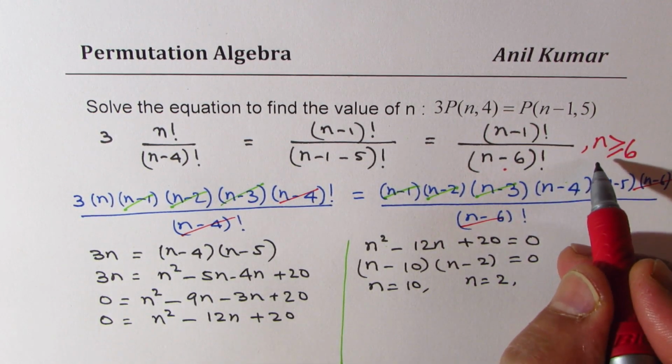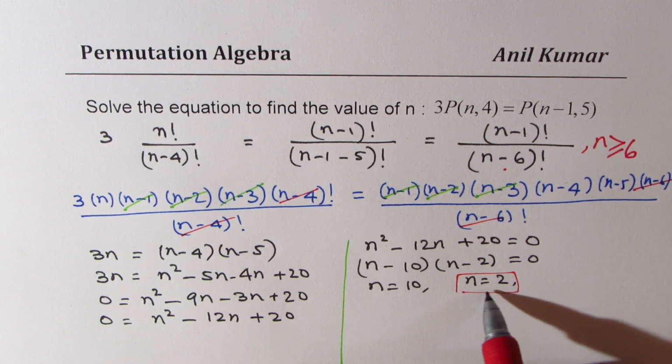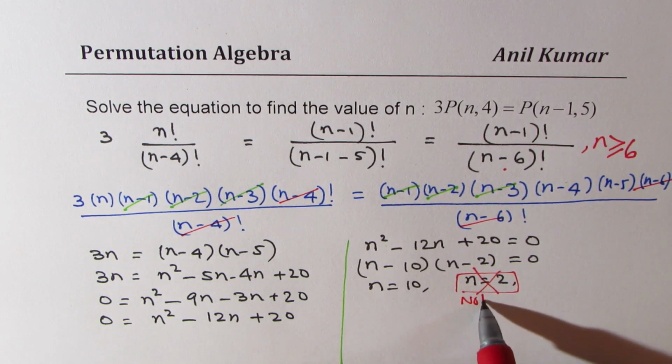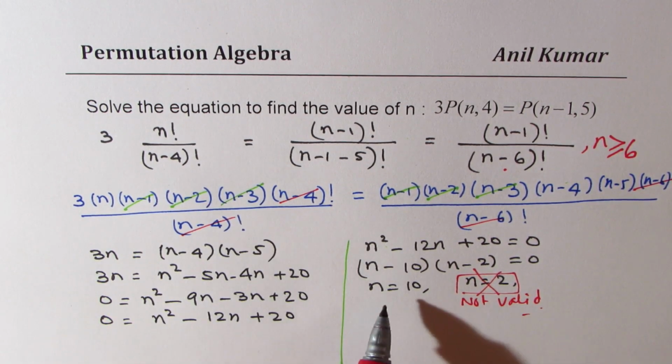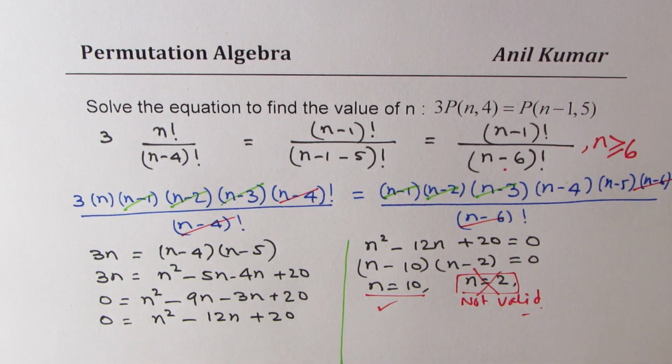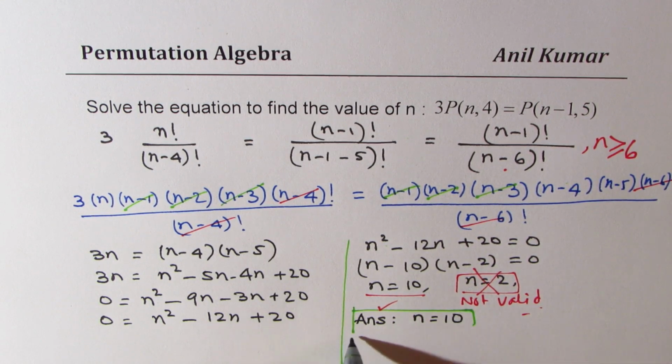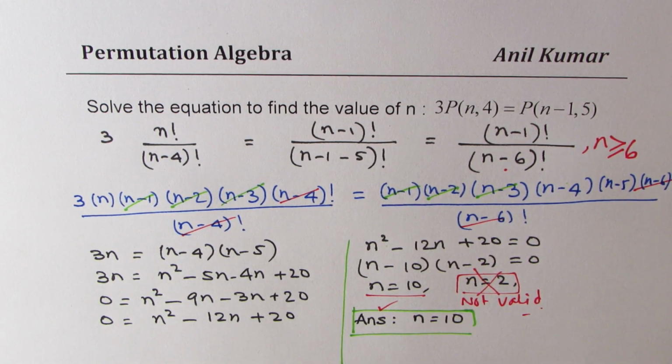Now you will notice that n should be greater than or equal to 6, so n equals 2 is not valid, since 2 will give us many negative values, correct? But this is valid. So our answer here is n equals 10. Now this is a very important part of the solution. We have an extraneous root here, n equals 2. So please do not mention that in your answer. You have to justify that that's not a part of your solution. n equals 10 is the part of your solution. So I hope you understand how to work with the permutation formula to find the value of n.